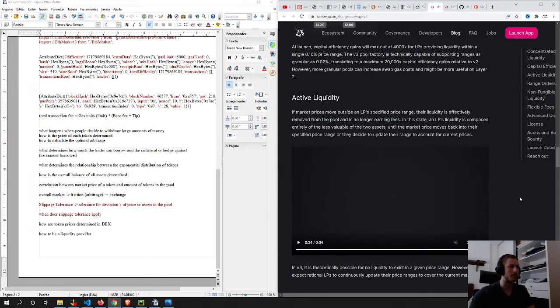If market prices move outside of an LP's specified price range, their liquidity is effectively removed from the pool and is no longer earning fees.